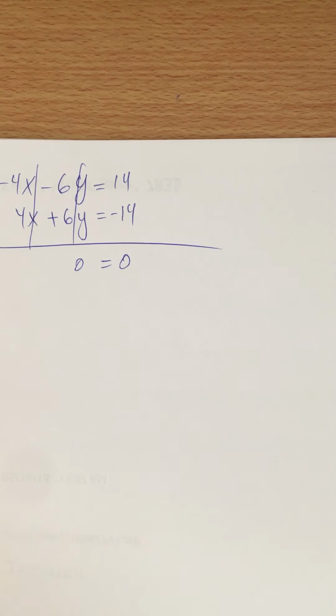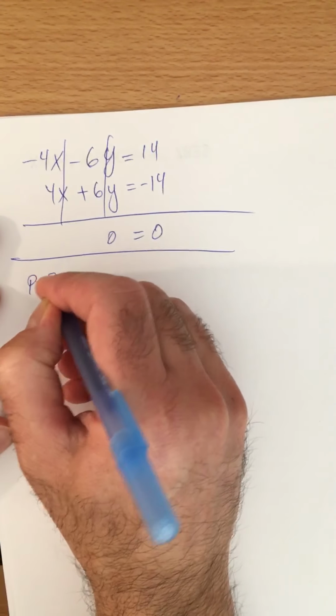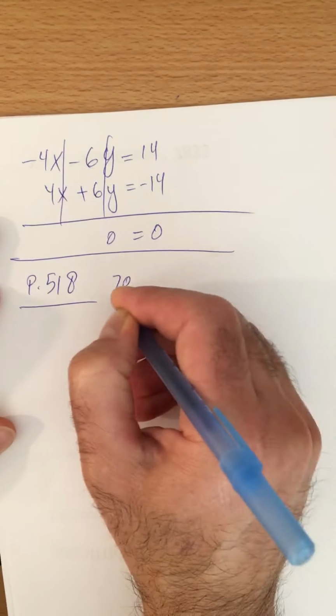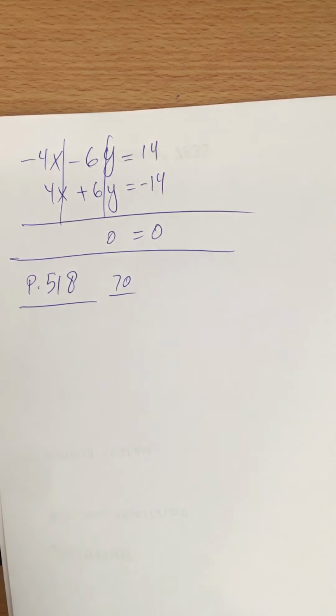All right, let's try problem number 70 on page 518. So let's go to that page. Problem 70 says a dietitian needs to mix 10 gallons of milk that is 2.5% milk fat for the day's rounds. He has some milk that is 4% milk fat and some that is 1.5% milk fat. How much of each should be used?